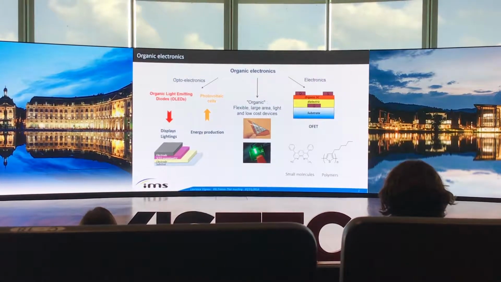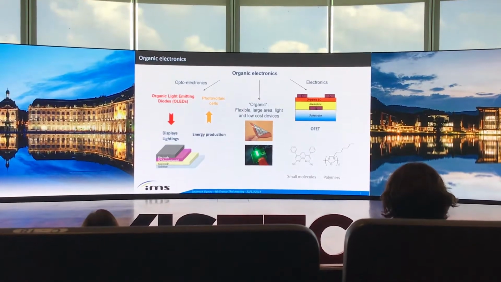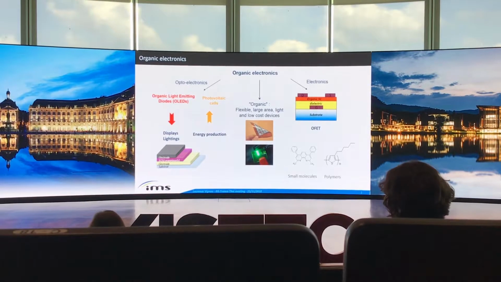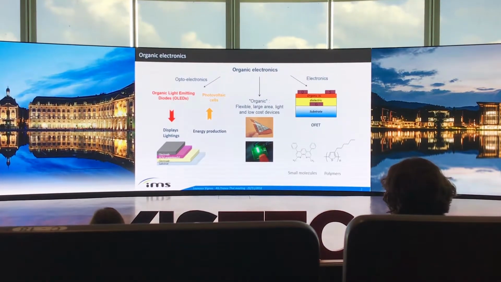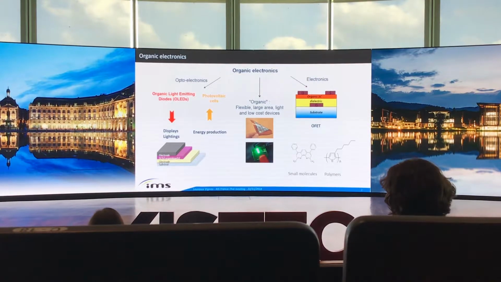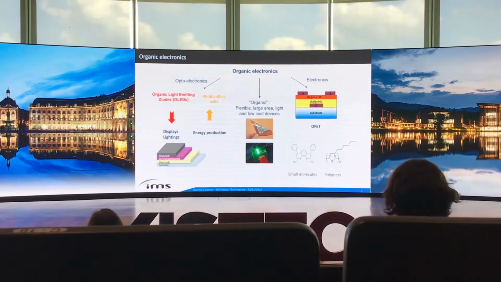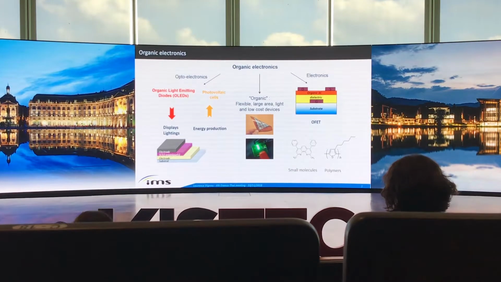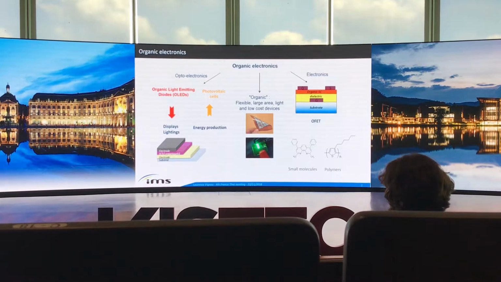So first, what is organic electronics? Organic electronics is just how to replace, in electronic components, the inorganic semiconductors with organic semiconductors. The organic semiconductors are composed of either small molecules or polymers. They are conjugated molecules, either the small molecules or the polymers. The difference is mainly the way of depositing them.